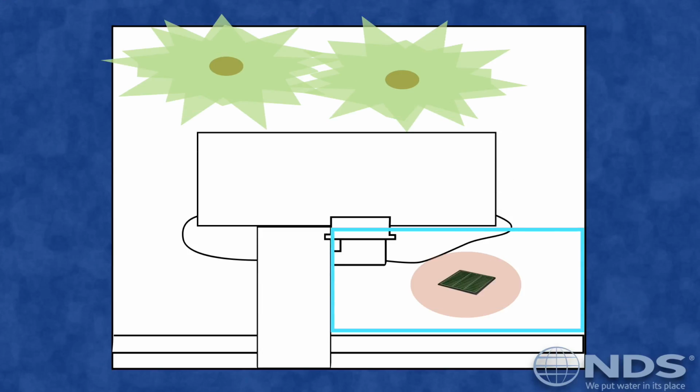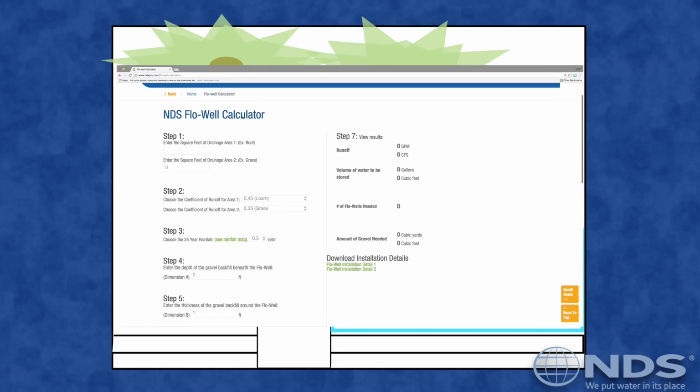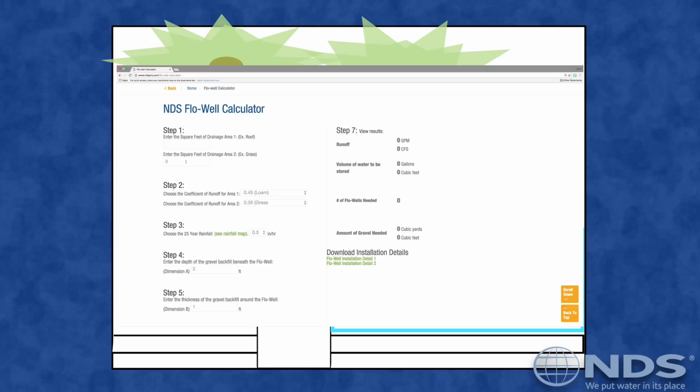If we decide that it makes sense to limit discharge by adding an infiltration area, how do we know how big it needs to be? Once again, we can use a calculator designed to help us size the system. If we'd like to install dry wells, we can consult this flow well calculator.